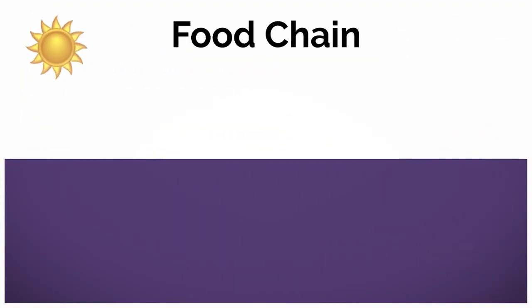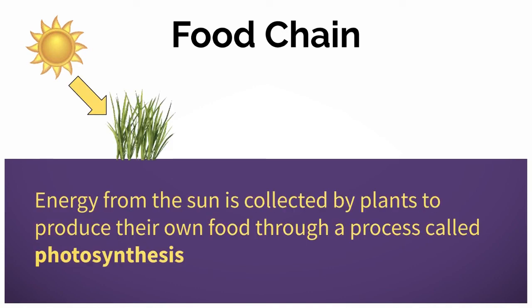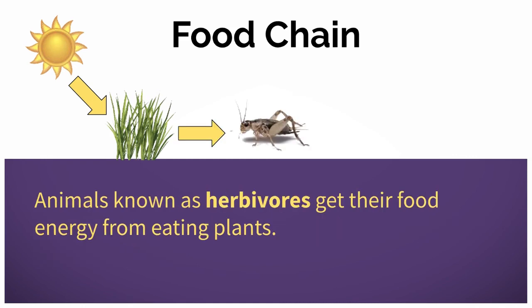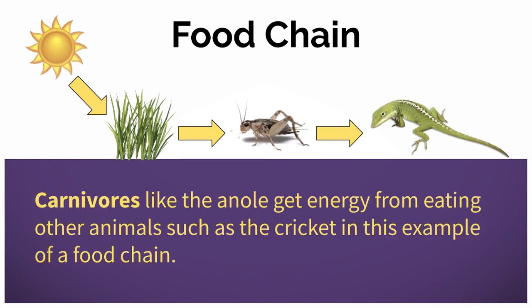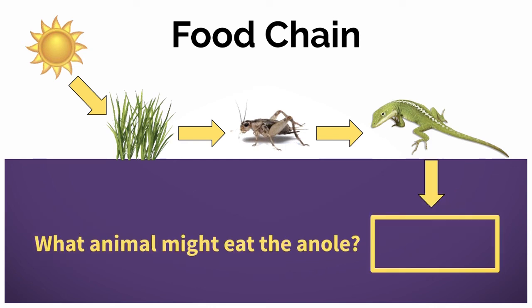What a great question, Miss Kaywood. Let's review the food chain first. Our energy comes from the sun, and that flow of energy travels into our plants. They use a process called photosynthesis. The next flow of energy travels to herbivores when they eat the plants, like our cricket. When a carnivore comes along and eats the cricket, that flow of energy is transferred to the anole. What do you think might eat the anole? We might need to do a little more research.